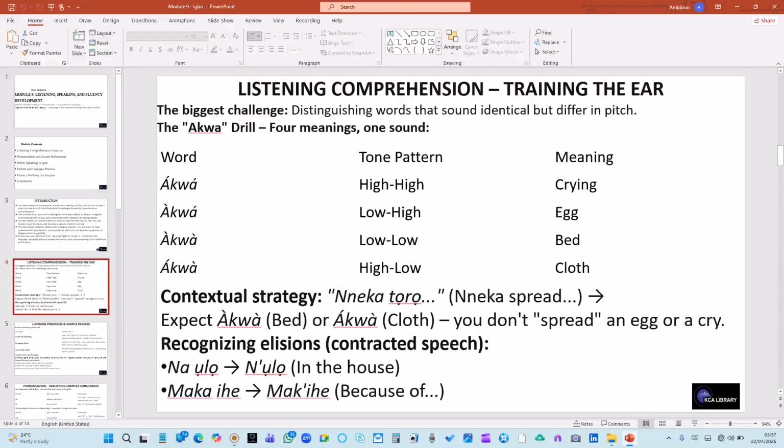Contextual strategy: neka toro, which means spread. Expected should be akwa, which is bed, or akwa, which is cloth. You don't spread an egg or cry. Therefore, recognizing elision, contracted speech: no law, which is abbreviated to no law in the house, or maka ihe, or maka ihe because of this. So this is recognizing elision in listening comprehension.